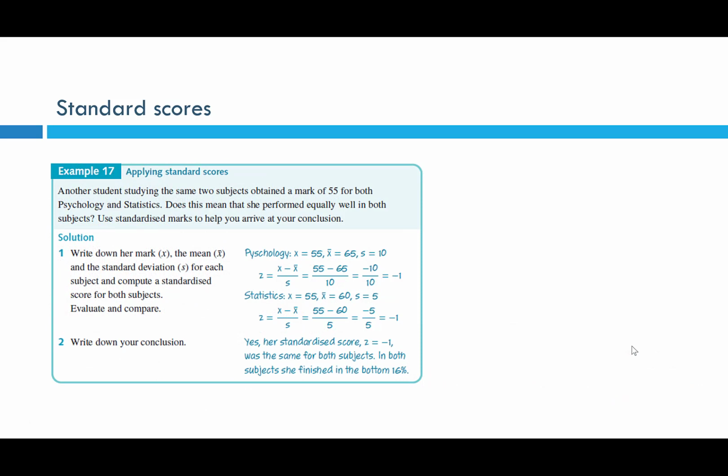Another one. Another student studying the same 2 subjects obtained a mark of 55 for both psychology and statistics. Does this mean that she performed equally well in both subjects? Use standard marks to help you arrive at your conclusions. In this situation, she got 55, and 65 was the average there. You work out the Z score, it was -1. Statistics, the Z score was -1. So her standardized score is -1 for both. So yes, it was the same for both subjects.